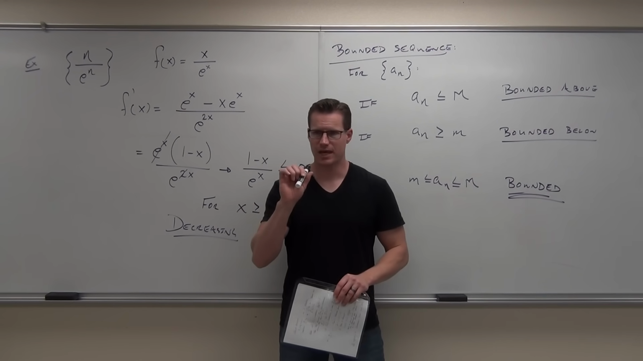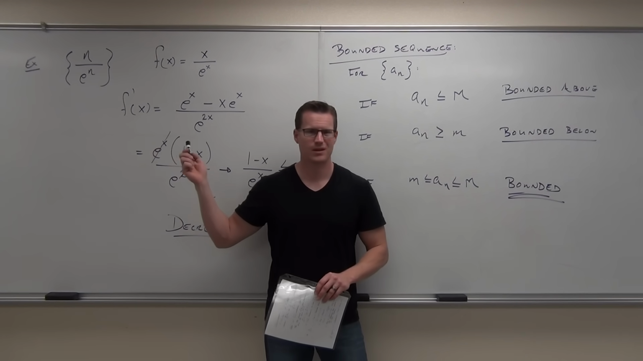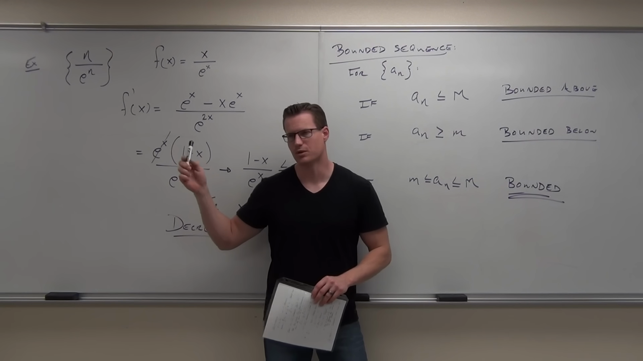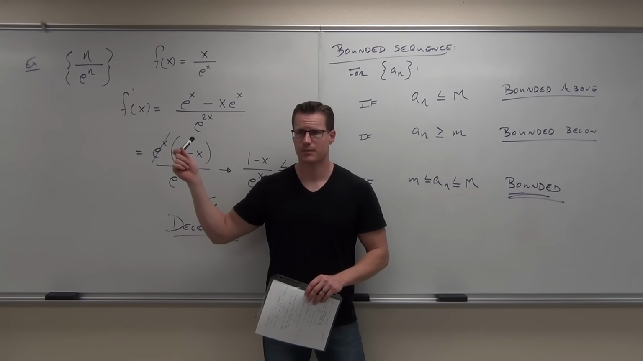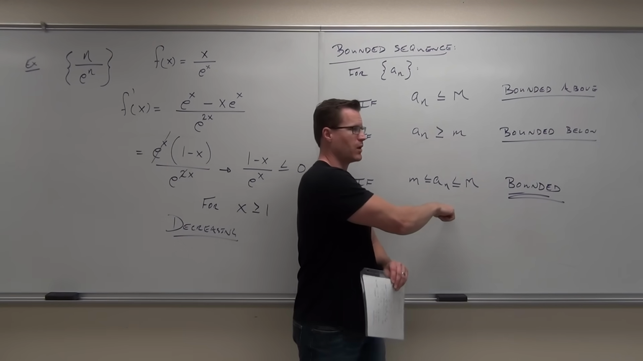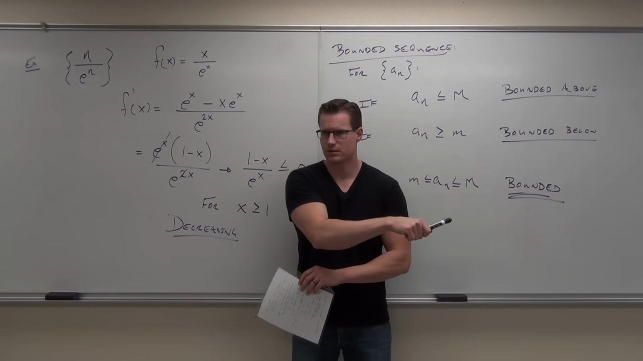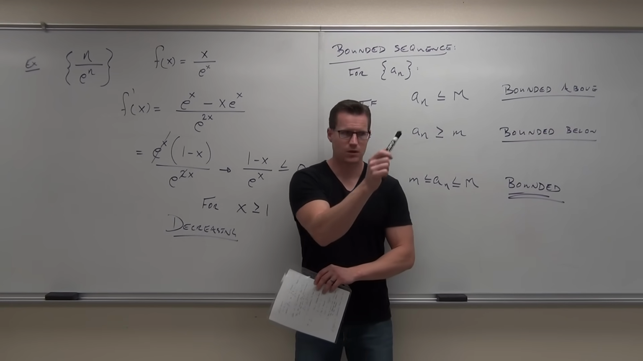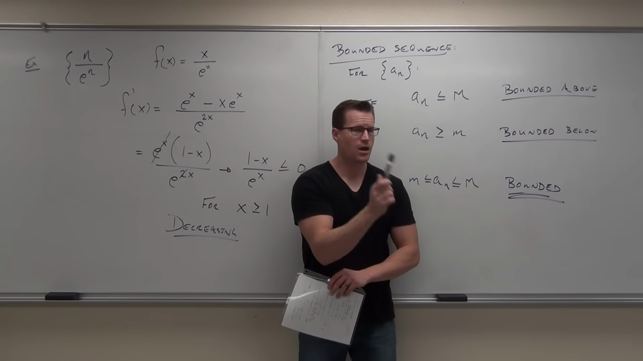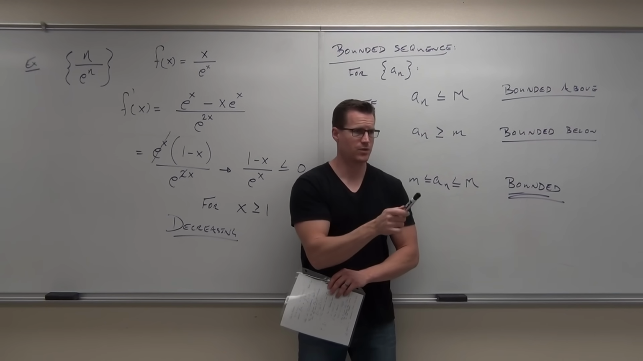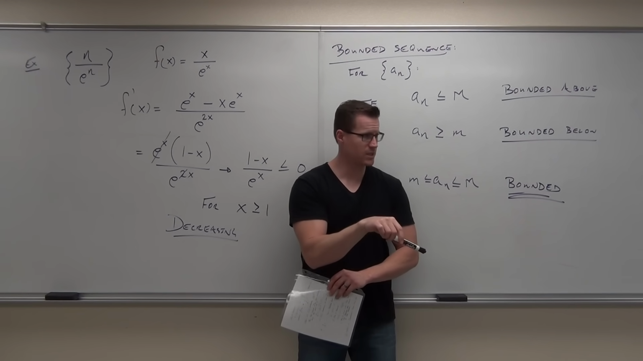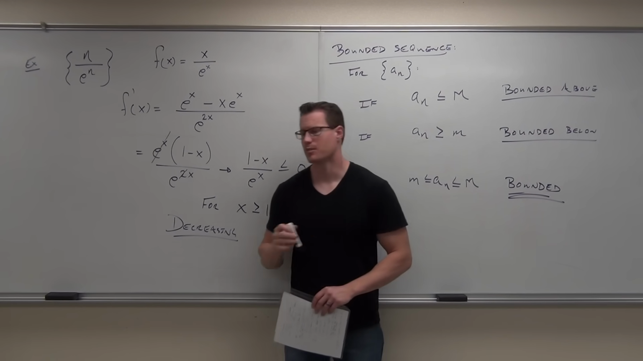Let's suppose that we have a monotonic sequence. This is going to be so logical. I hope it's logical to you. Let's say we have a monotonic sequence, and we know it's bounded. It's monotonic. That means what? That it's either increasing or decreasing. Always going up or always going down. And we know it's bounded. Tell me what's going to happen.